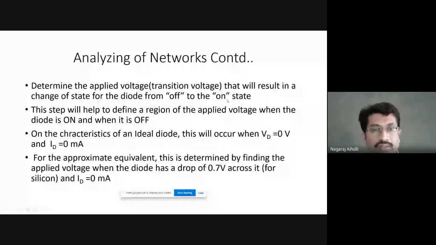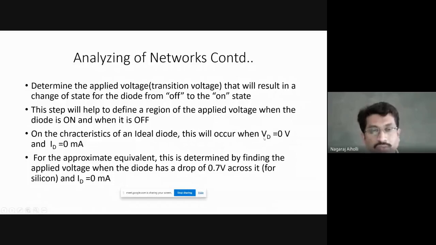So the transition voltage is the applied input voltage that will determine when the diode will be in the off state and when the diode will be in the on state. If we want to determine this transition voltage for the ideal diode, then assuming the diode to be ideal, VD is 0 volts, that is, the turn on voltage or conduction voltage of the diode is 0 volts, and ID is equal to 0 milliampere.